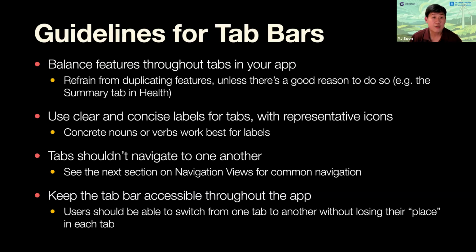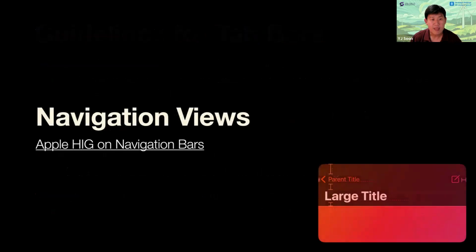Okay, use clear and concise labels. Tabs shouldn't navigate to one another. And keep the tab bar accessible throughout the app. Some apps will hide the tab bar, but people find this a bit strange, unless you have a good reason to do it, right? Then just make sure it's there throughout. All right, so that is about tab bars. That was one. Two, navigation views or navigation bars.